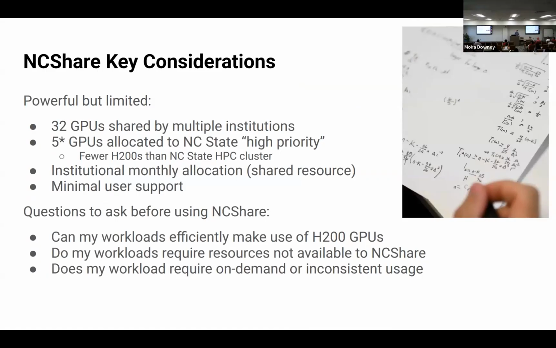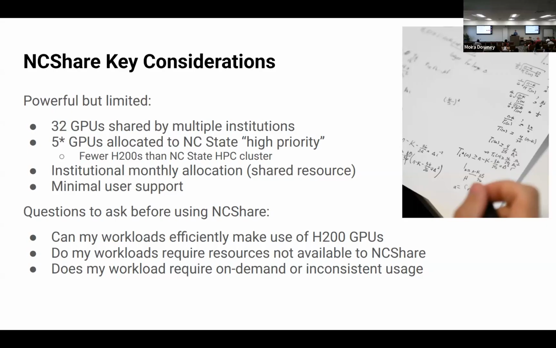However, while NC Share brings a lot of cool stuff to the table, I like to phrase it as powerful but limited. There are some key considerations that should be in mind when deciding whether NC Share is the right fit. It has 32 GPUs, but it's shared by a large number of institutions. So that number seems big, but isn't quite as big as it sounds when you think about just what NC State has access to, which is functionally 5 GPUs. Of course, we don't have a specific set of GPUs that are ours, but of the 32, we have a relative share of 5 of them.